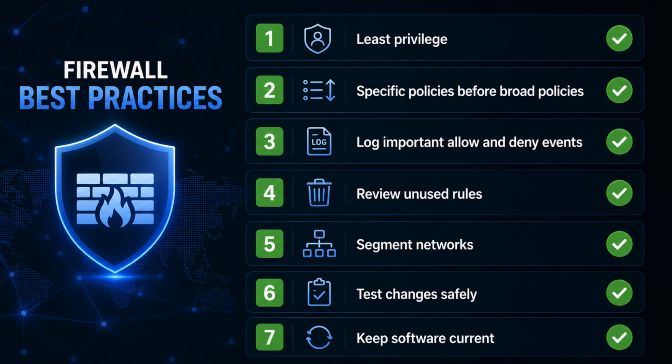Segment networks so that a compromise in one area does not automatically provide access to every other system. Test changes in a lab or controlled maintenance window whenever possible. And keep firewall software, signatures, and security policies updated according to your organization's change management and risk processes.